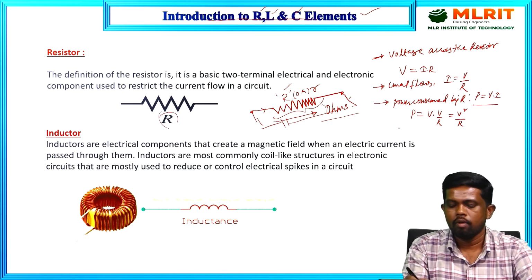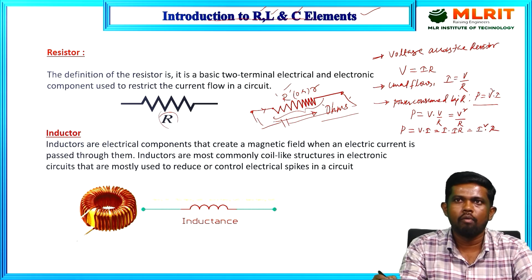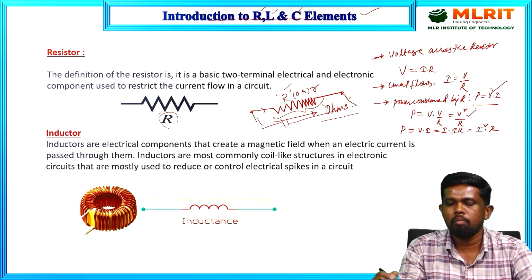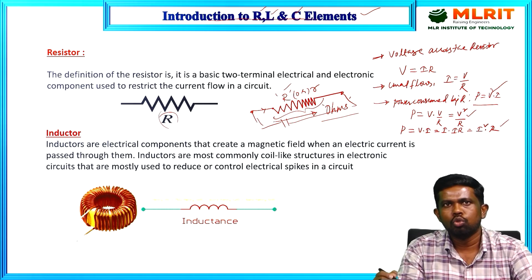The other form of the power taken by the resistor: again we know V into I, keeping I as it is, instead of V we can write I into R, so we get I square into R. This is the first form of the power taken by the resistor, this is the second form, and this is the third form. You can use whichever formula is required to get the power value.